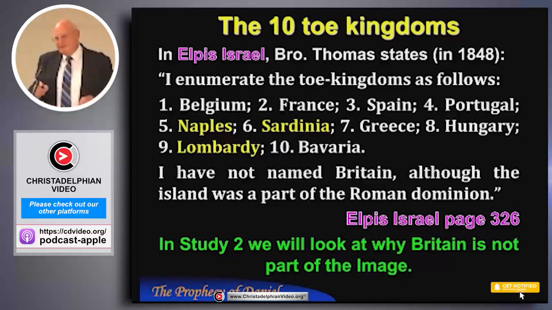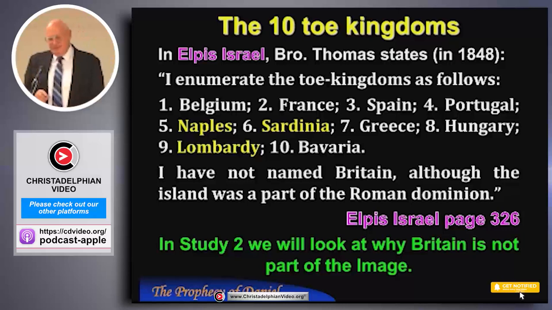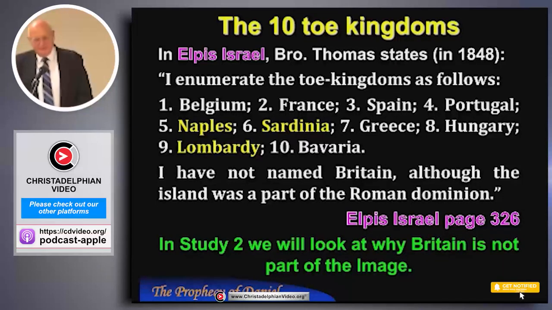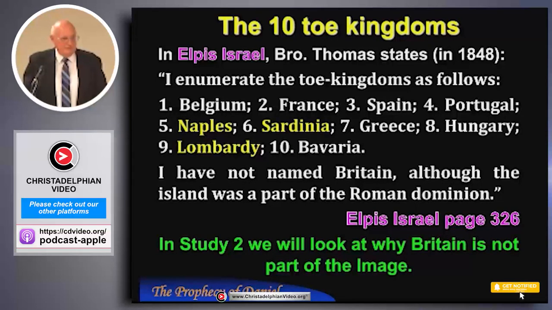But then he adds in this last paragraph, he says, I have not named Britain, although the island was part of the Roman Empire, Roman Dominion. And of course it was. For nearly 500 years, Britain was part of the Roman Empire.